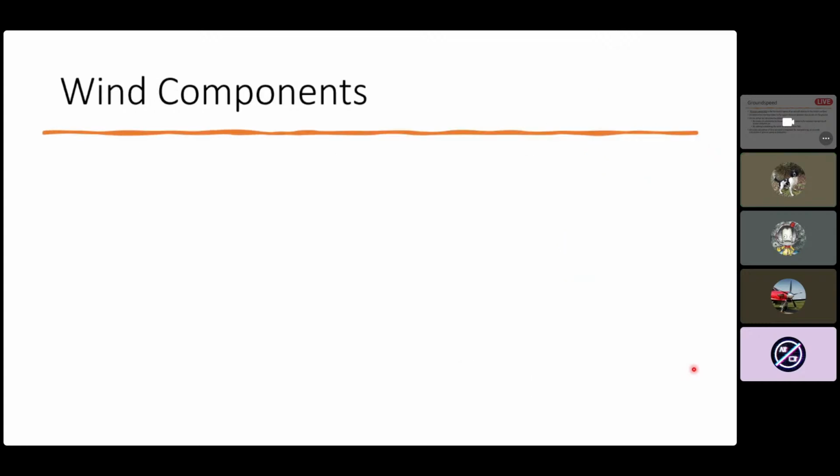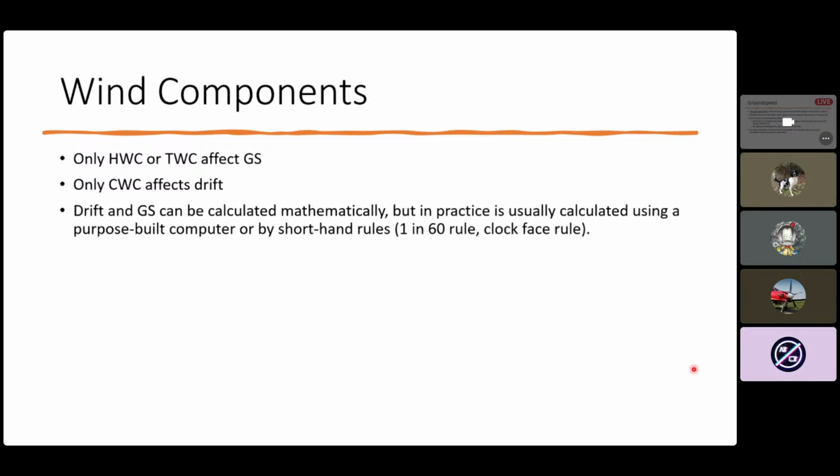So let's quickly summarise the components and then we'll look at some examples. So only the headwind and the tailwind component can affect ground speed, and this is why we break it into components. Okay, because headwind and tailwind affects ground speed, but not drift. But crosswind affects drift, but not ground speed. So we need to know these components. We need to calculate our ground speed, and we also have to calculate our drift based on the winds. So it's important to understand the breakdown of the vector into its components.